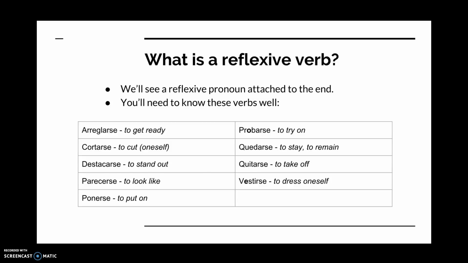Vestirse, as a reflexive verb, means to dress oneself. The E is bold-faced because it changes to an I in both the presente and the pretérito. Vestir on its own means to dress like someone helping someone else get dressed. If you have a younger sibling or you have to babysit for someone, you have to help get a much younger sibling dressed. That's what you would use that verb for.